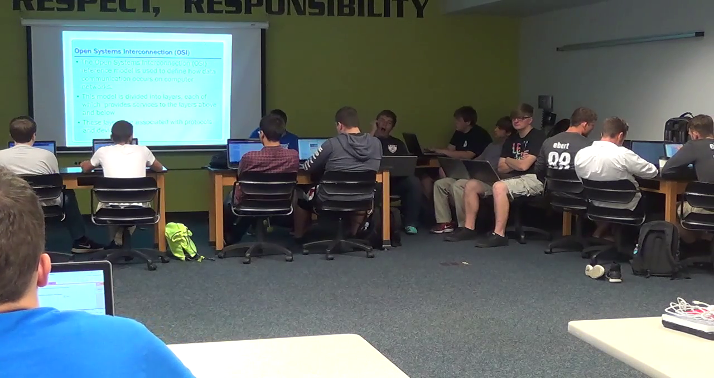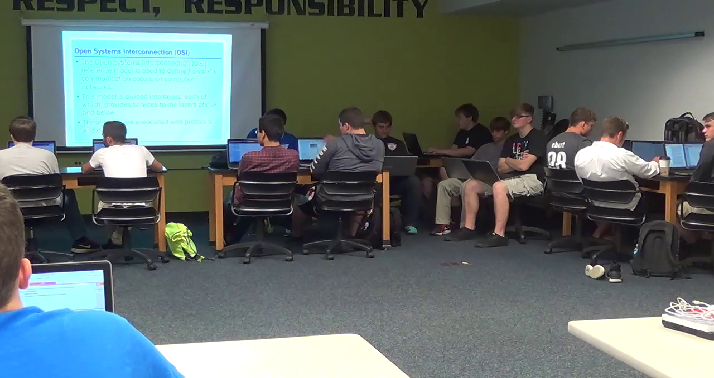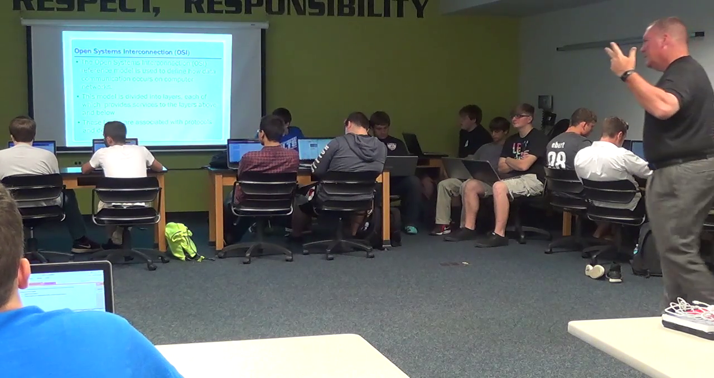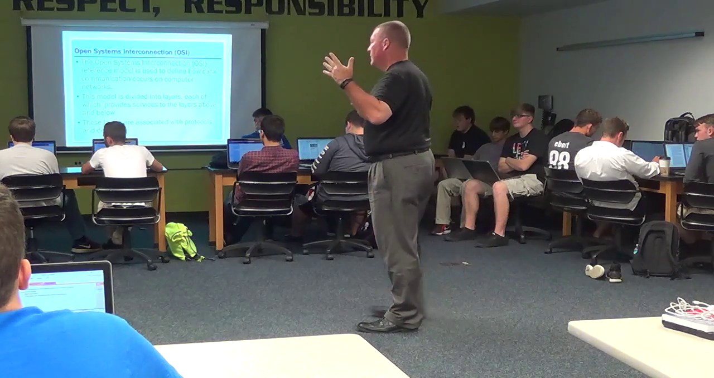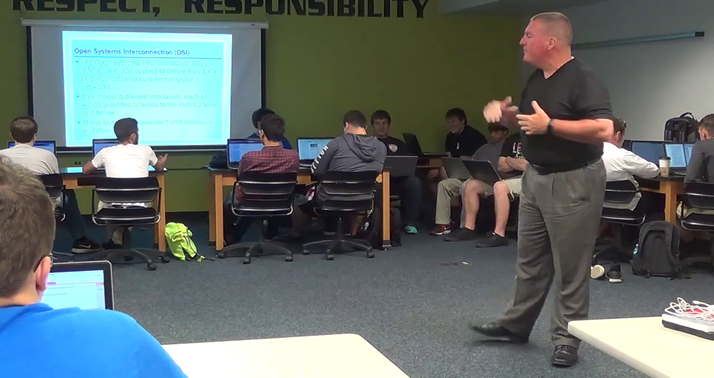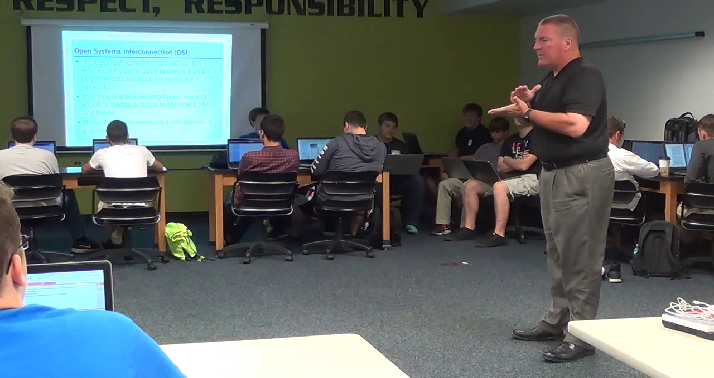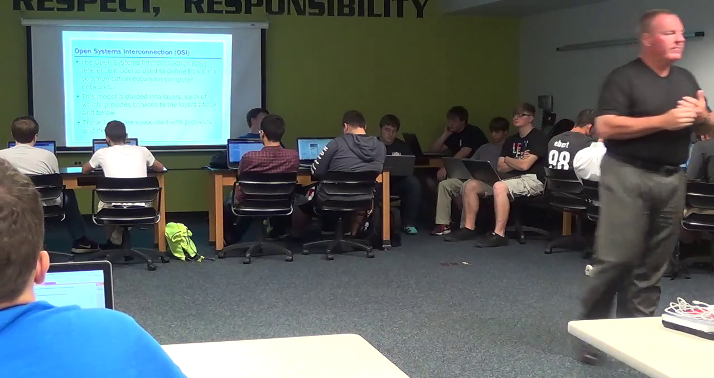Can anyone name the 7 layers of the OSI model, Caitlin? Physical, data link, network, transport, session, presentation, application. Outstanding. I always go from the top down, but she's figured it out. It's actually more accurate to go from the physical layer up.